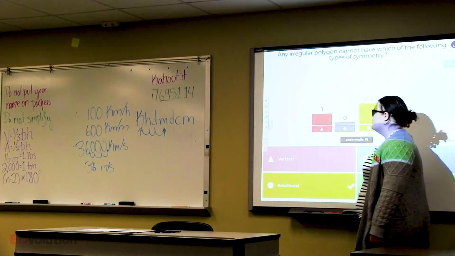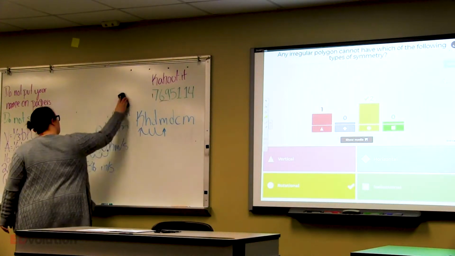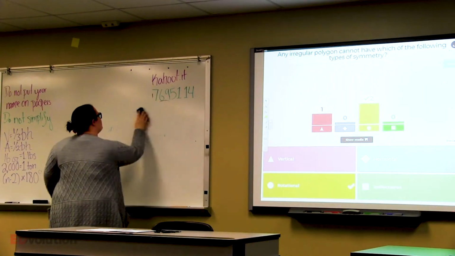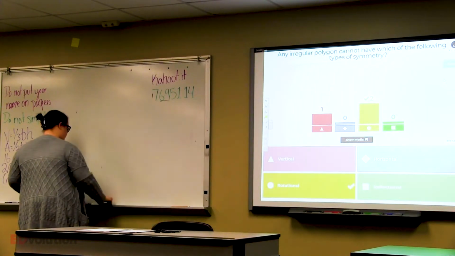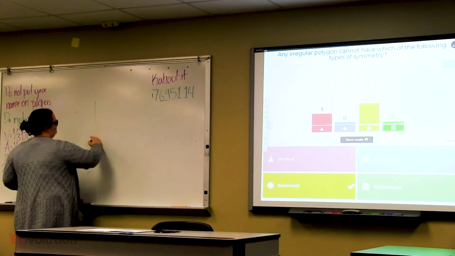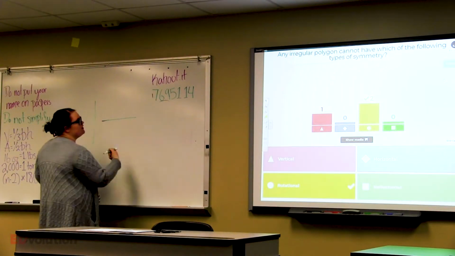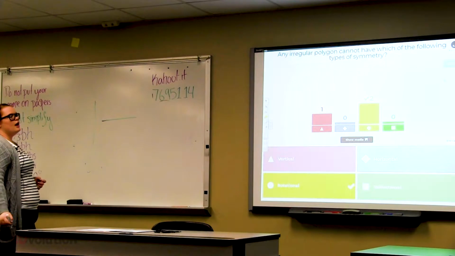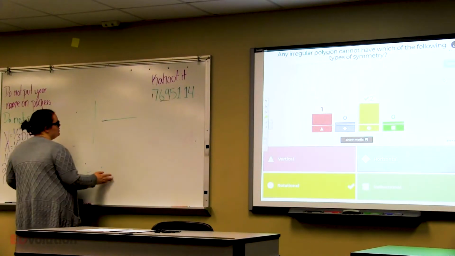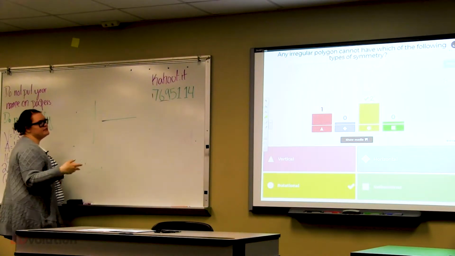Alrighty. So let's think about our types of symmetry. Vertical symmetry would be up and down. Horizontal symmetry would be side to side, like the horizon. Reflectional symmetry means that if I reflect it over a line, it's still going to be the same.